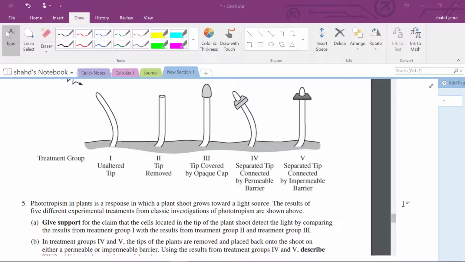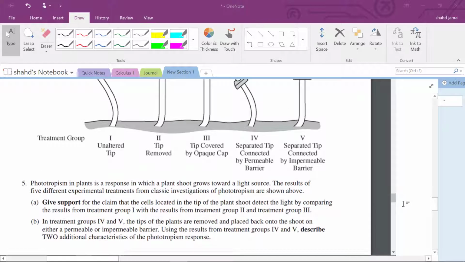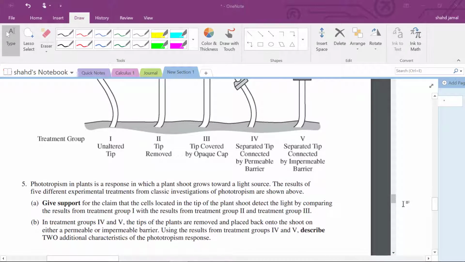Hey guys, this is question number 5 from the 2015 AP Biology exam. And it states that phototropism in plants is a response in which a plant shoot grows toward a light source. The results of 5 different experimental treatments from classic investigations of phototropism are shown above.